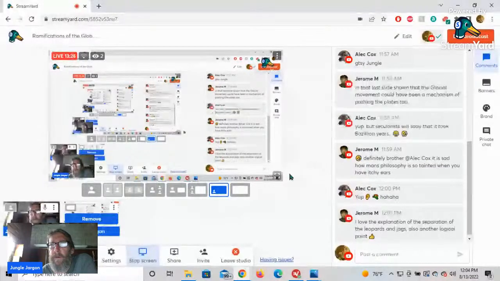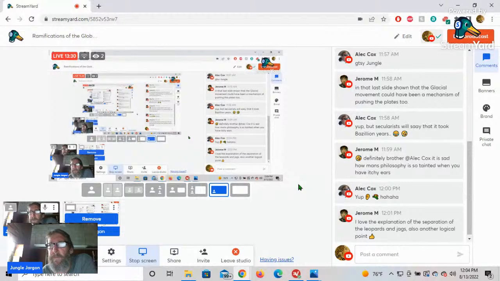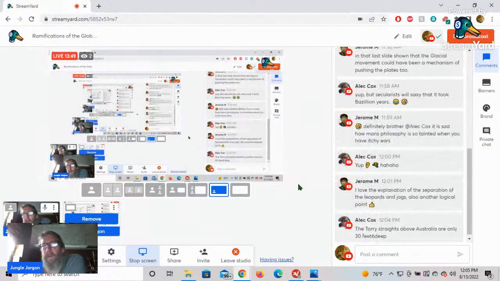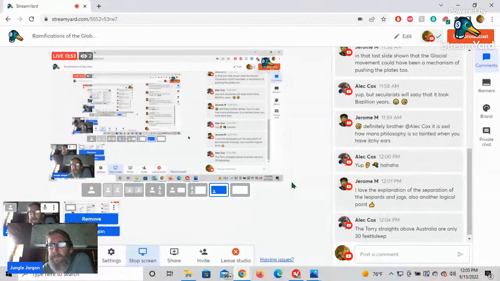Okay, that last slide showing that the glacial movement could have been a mechanism of pushing the plates too. Well, it's clear that the plates were sliding, and the glacial movement could have had something to do with the breakup as well. It just became too oblong and too heavy, and it could have been part of the breakup as well.